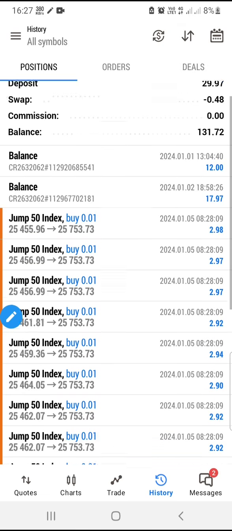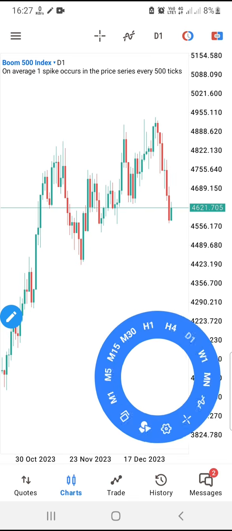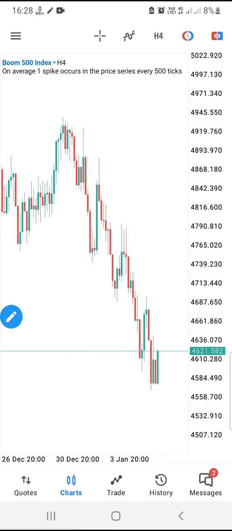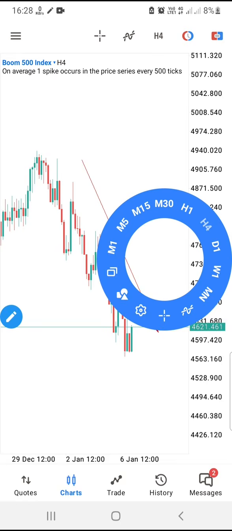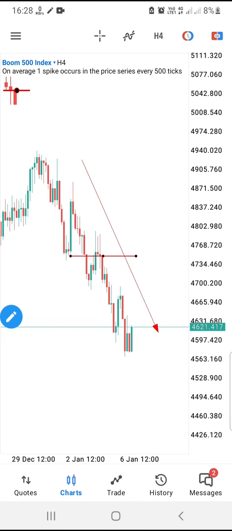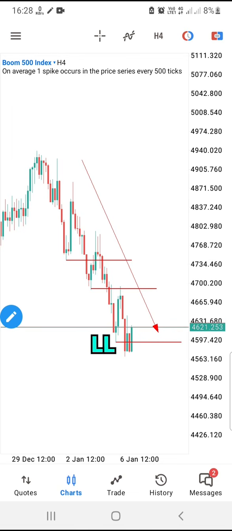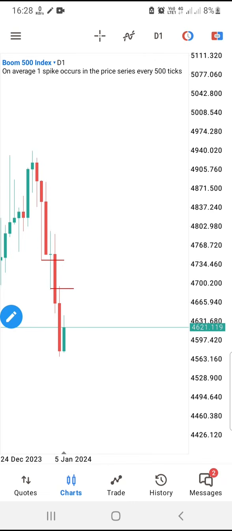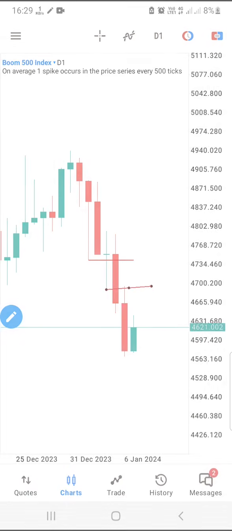So now the account was at 131 USD, and the opportunity I had found was on Boom 500 Index, and it's like this. If you look at it on the 4-hour chart, you can see it's a trending bearish market where price is forming lower highs, lower lows, lower highs, lower lows, lower highs, lower lows. You can see them clearly. So right now it has formed a lower low and it's about to form a lower high, and then it continues the trend.